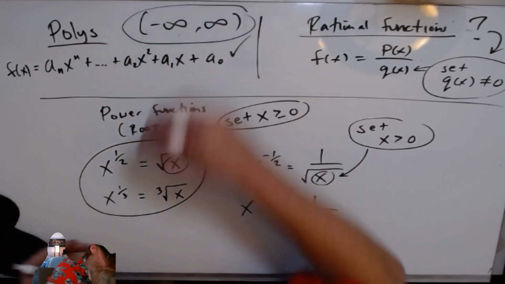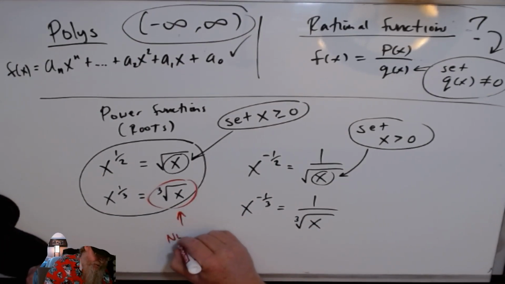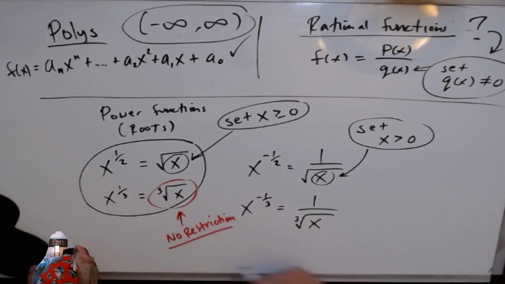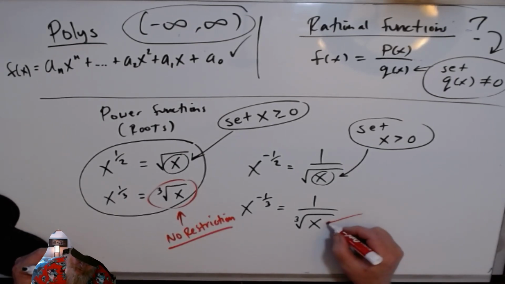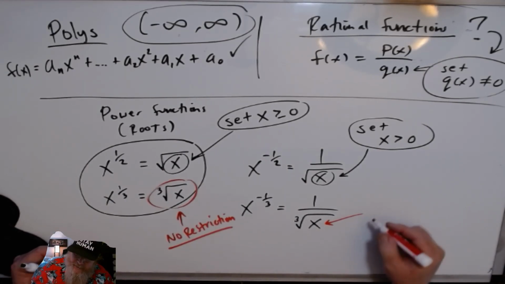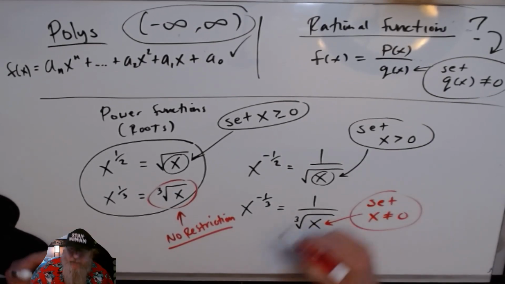And then for the odd roots, this has no restriction. Right. X can be anything. But then for this one, it's not because it's the square root, it's because it's in the denominator. You would set x not equal to 0.